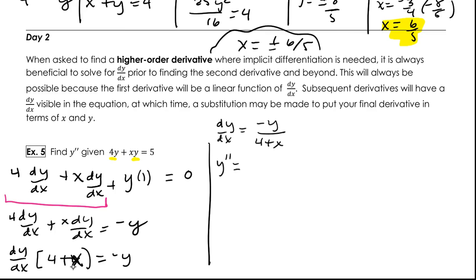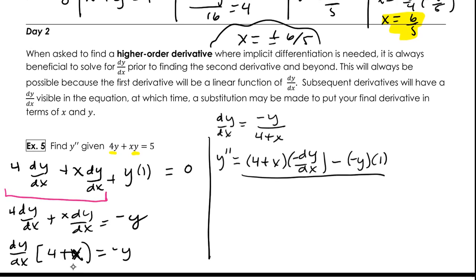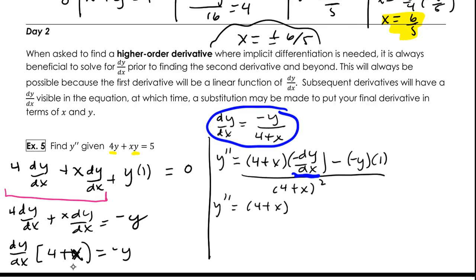And remember, quotient rule: low d high, minus high d low. And the derivative of the bottom is 1. All over low squared, so (4 plus x) squared. Now this dy/dx right here, we have to get rid of this, but look, we're going to replace it with that dy/dx there. So y double prime is going to be 4 plus x, and then I'm going to have a negative, but then when I throw dy/dx in, do you guys see that's a negative y over 4 plus x, so that's going to be positive. Then I have plus y over (x plus 4) squared.